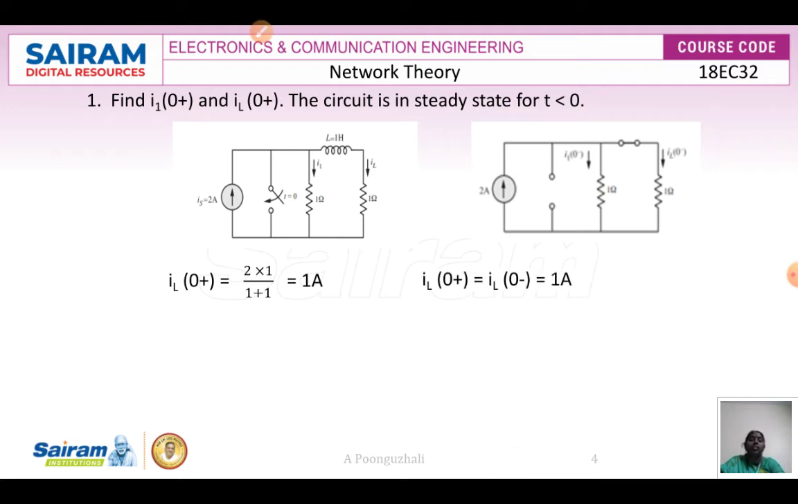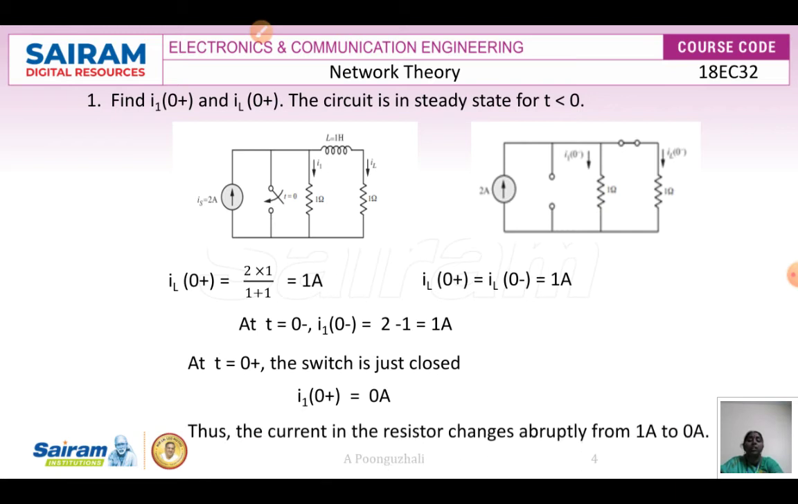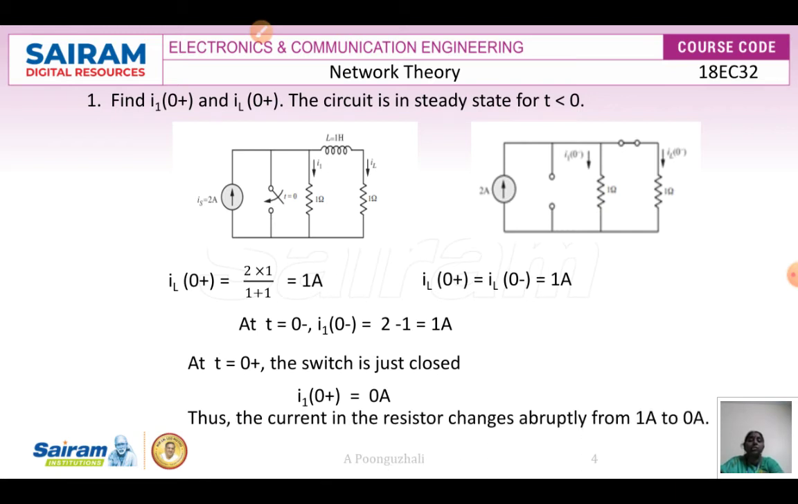Next, we know that the current across the inductor cannot change instantaneously, so IL of 0 plus is equal to IL of 0 minus, that is 1 amperes. At t equal to 0 minus, applying KCL at node B, the total current is 2 minus 1, which is 1 amperes. At t equal to 0 plus, the switch has just closed, so all the current will flow through the switch and we will have no I1 of 0 plus. So I1 of 0 plus will be 0. That means the current changes from I1 of 0 minus to I1 of 0 plus, 1 amps to 0 amps. So the current in the resistor abruptly changes from 1 amps to 0 amps there. So this is your first problem.